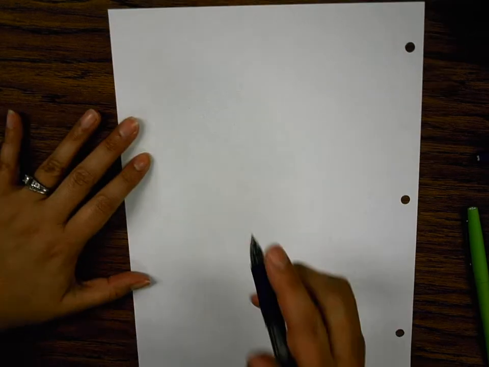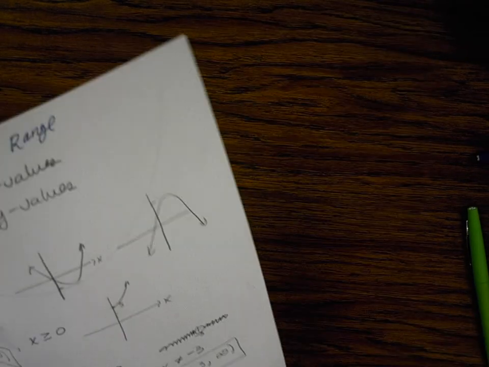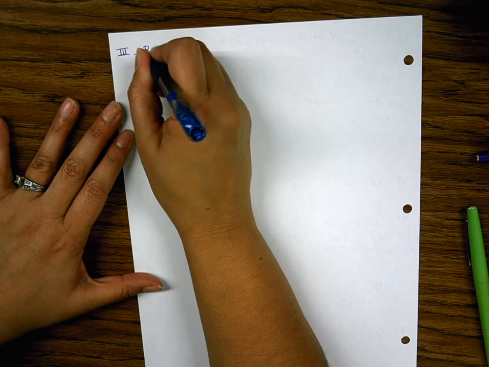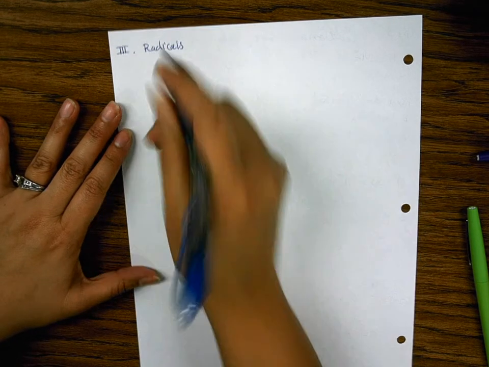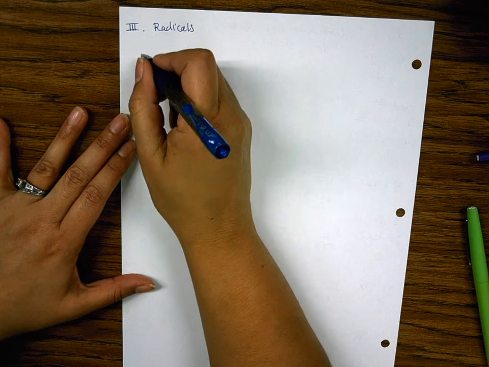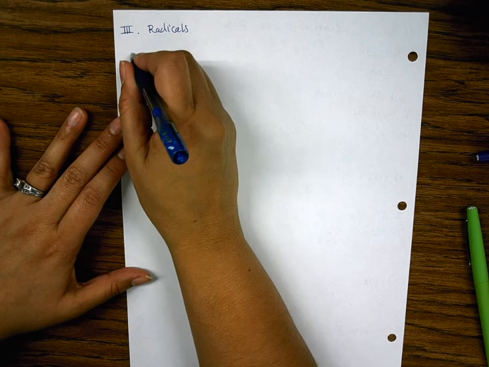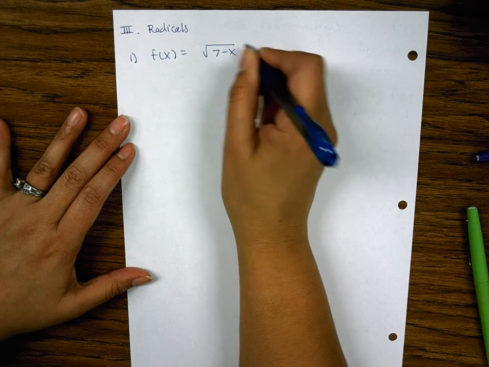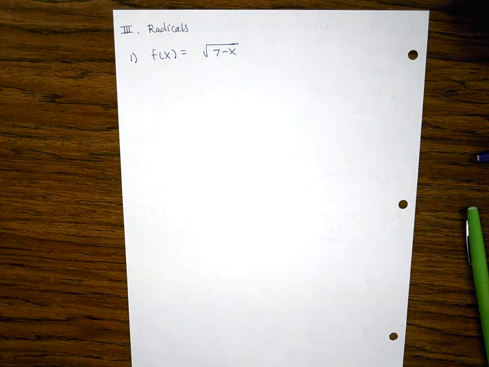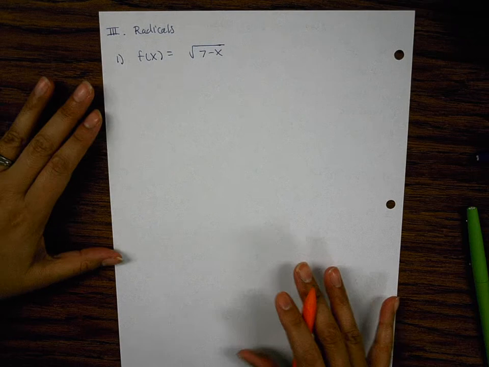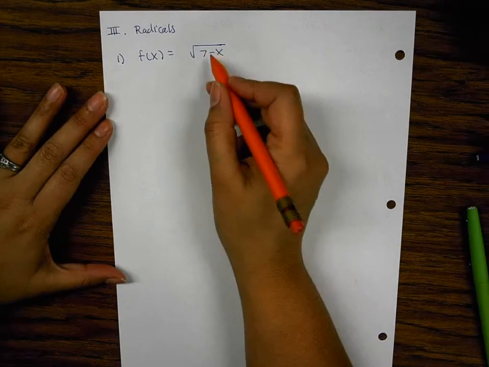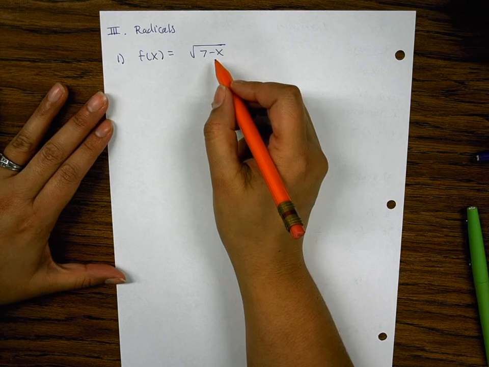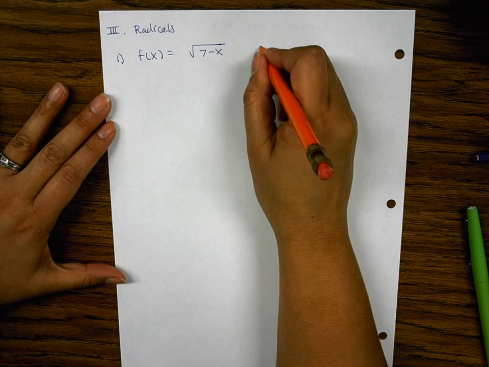Okay, part 3, radicals. Number 1, f of x equals the square root of 7 minus x. Now what you have to remember for square roots is that you cannot take the square root of a negative. You can take the square root of 0, but you cannot take the square root of a negative.